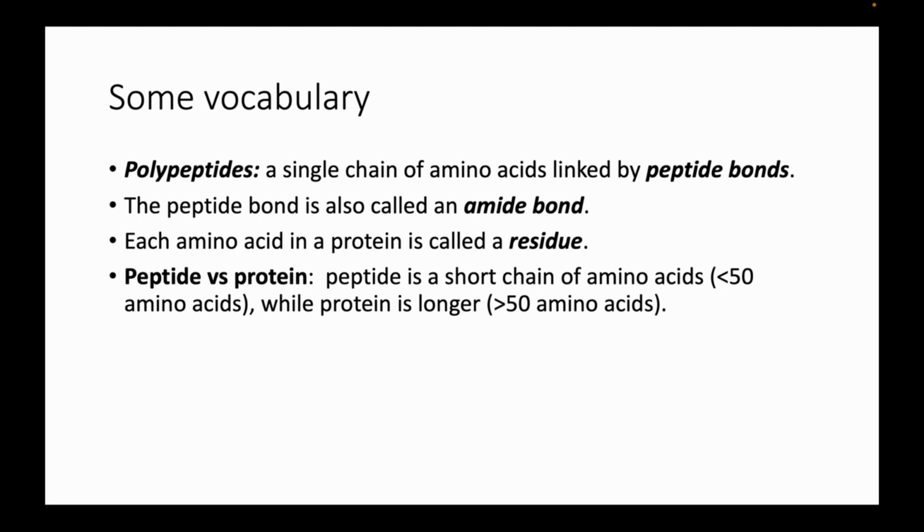Every amino acid in a protein is called a residue. They're not called residues when they're free amino acids, but once they're linked into a protein, they can be referred to as residues. And then what's the difference between a peptide and a protein? There isn't a very big difference, except that a peptide is short and a protein is long. A sort of arbitrary definition I found is that a peptide is less than 50 amino acids, while a protein is longer.